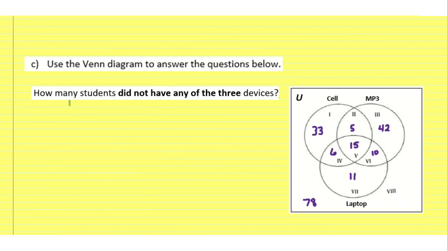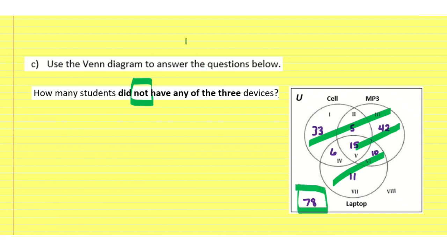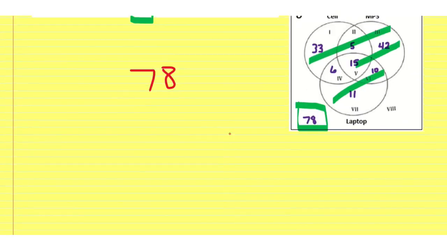So this says, how many students did not have any of the 3 devices? Well, we determined that that would be the number outside the circles. If they do not have the 3 devices, that means not cell phones, not MP3 players, not laptops. It is going to be this number outside the Venn circles. So 78 students do not have any of these 3 devices.